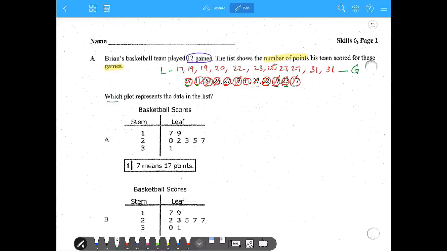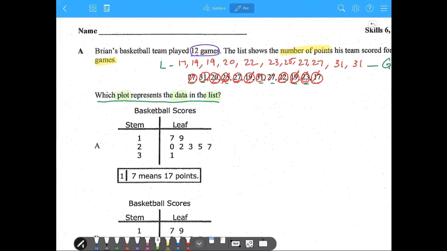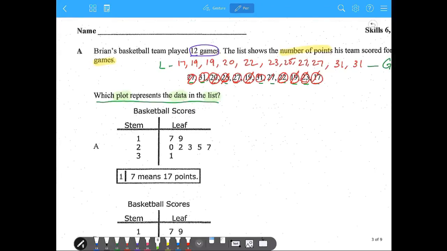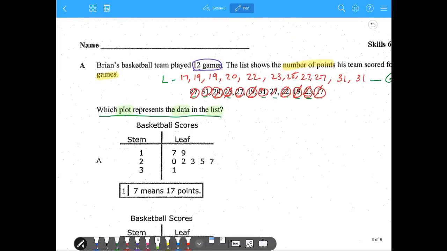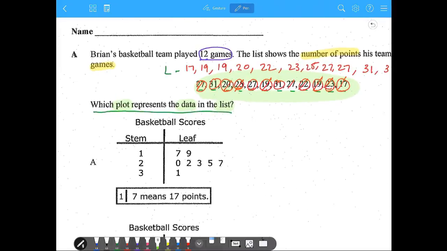All right. Now let me read the question. It says, which plot represents the data in the list? So we're looking for which one has the correct data that we have here for all the points that were scored. So first, we don't need to do iTalks in this case. So this is a special problem. We just got to pick which of these charts represents what we have here correctly. That's what we're looking for.